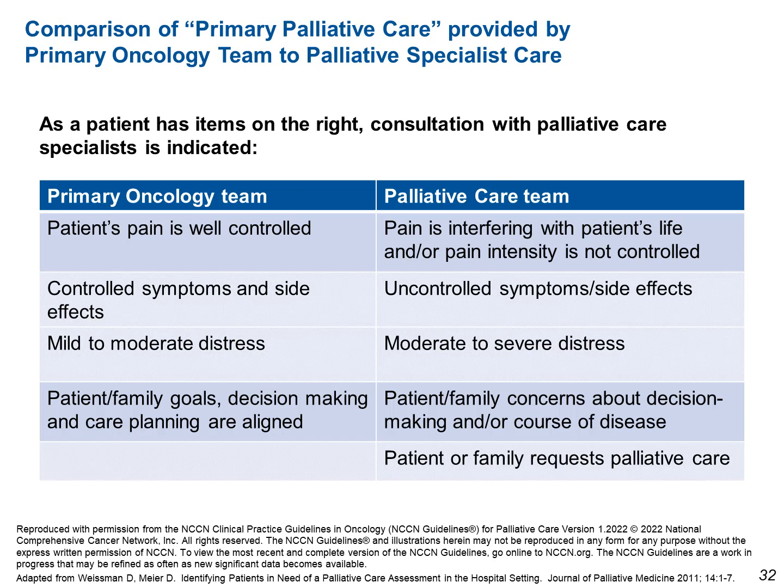Comparison of primary palliative care provided by the primary oncology team to palliative specialist care. If a patient has items on the right, consultation with a palliative care specialist is indicated. For example, the primary oncology team can handle a patient's pain if it's well controlled. Palliative care team referral is needed if pain is interfering with the patient's life and/or pain intensity is not controlled. Controlled symptoms and side effects can be managed by the primary oncology team. Uncontrolled symptoms and side effects need palliative care help.